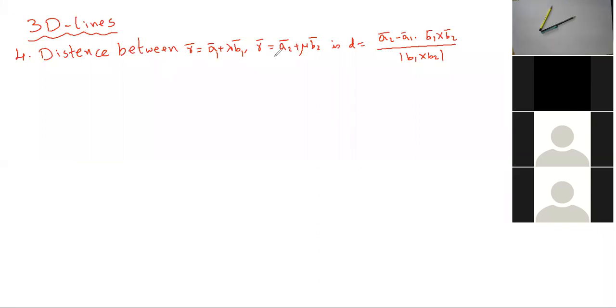So the distance between these skew lines: you have a line like this and you have a line like this. Again, skew lines means lines in three-dimensional geometry that are neither parallel nor intersecting. See, in two-dimensional geometry, on a plane, you don't have a third choice for any two lines. Either the lines need to intersect, or the lines need to be parallel.